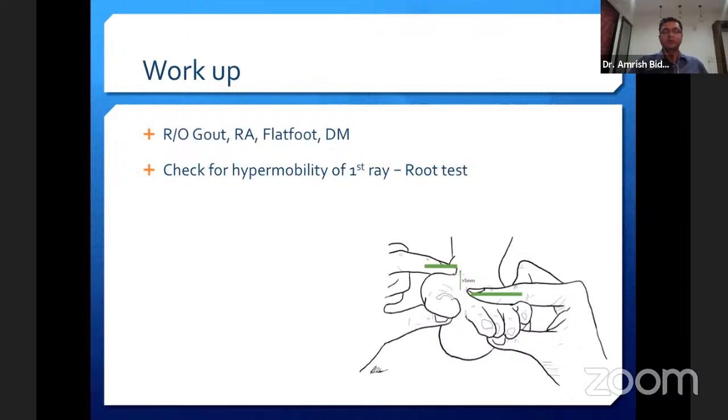About 5 millimeters to 1 centimeter is considered normal. Anything more than that and it is hypermobile. Why this is important is because this is one of the major causes of hallux valgus if you've got hypermobility of the first ray. You also have to check for whether there is any arthritis in that joint.